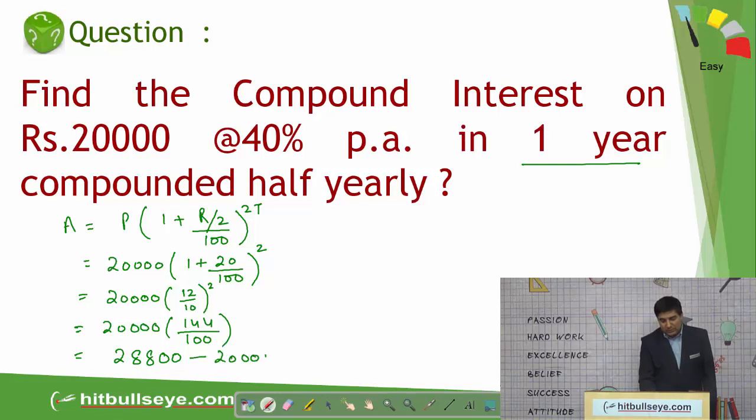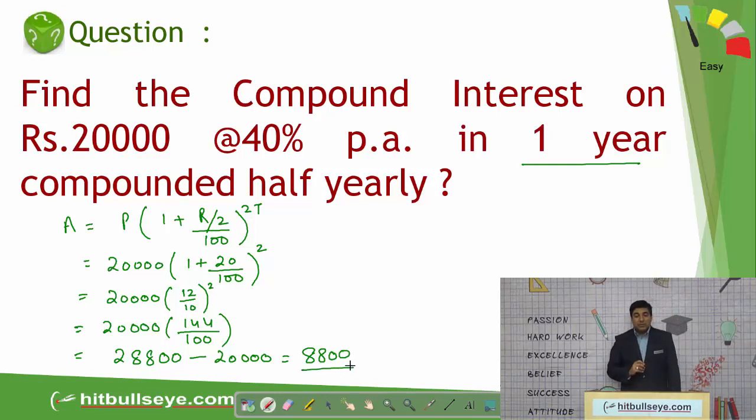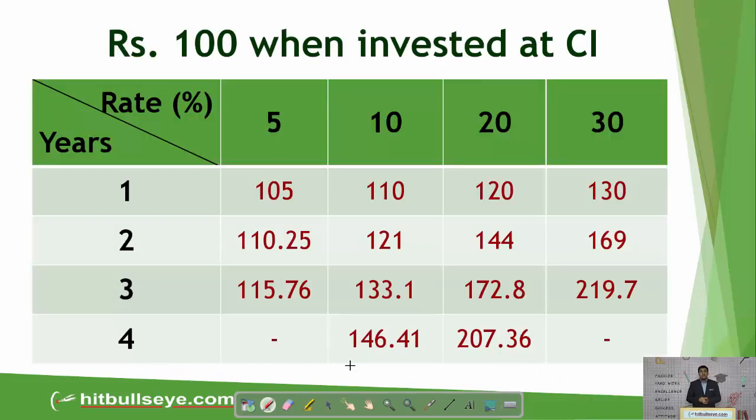Subtracting 20,000 principal, we get the interest as 8800. Now people, we can also use the table previously shown to you in this question also. Since here in the table we know 20% 2 years, the figure is 144. So 100 amounts to 144.